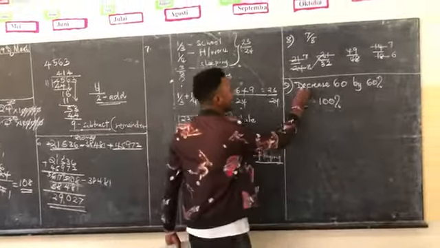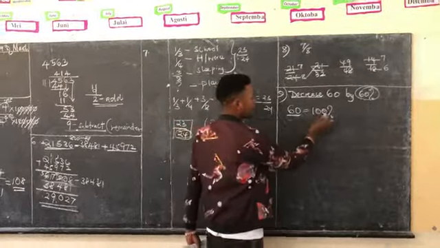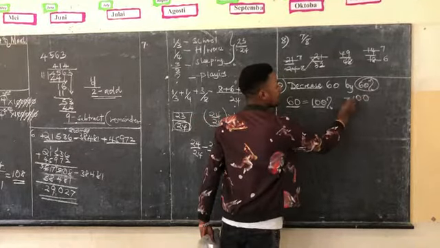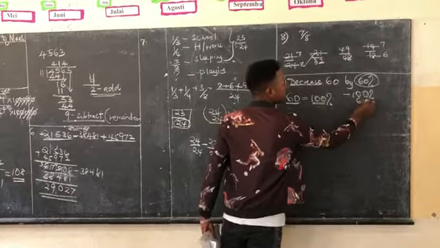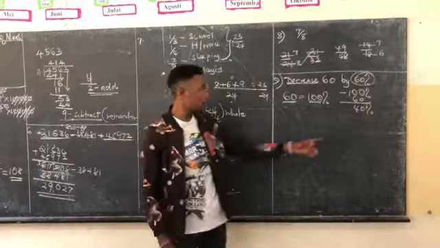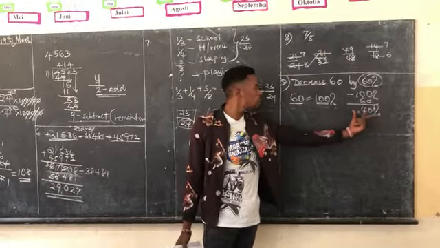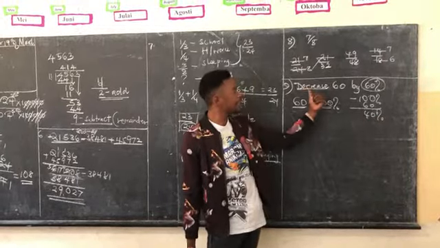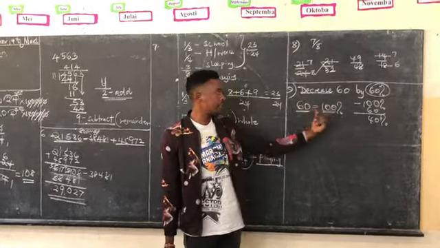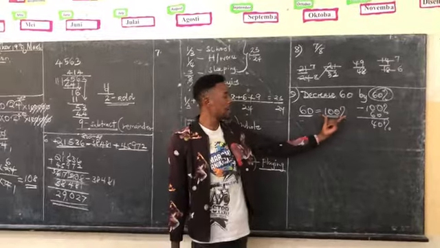Now we are decreasing it by 60%. So if we decrease 60, which is 100%, by 60%, that means our new percentage will be 100% minus 60%, which gives you 40%. So our new percentage is 40, and this is what we want to find. What will be the new amount after we decrease 60 by 60%?